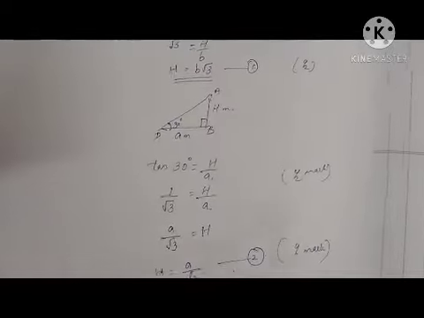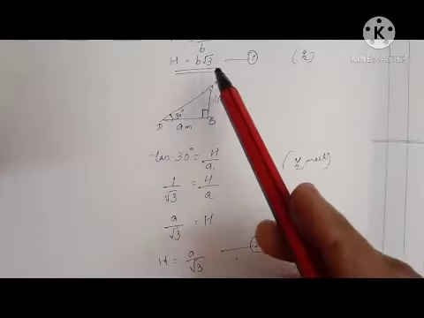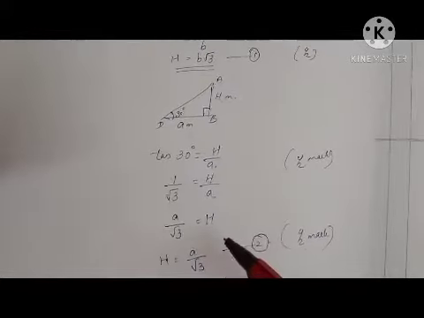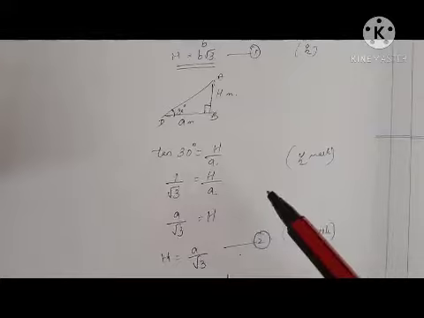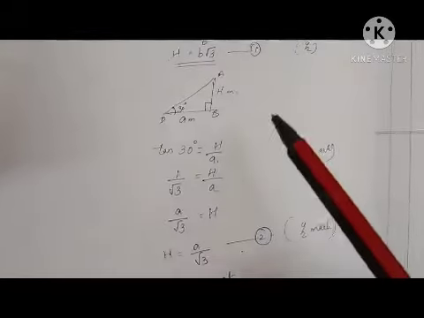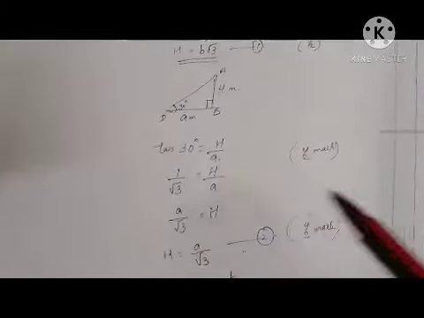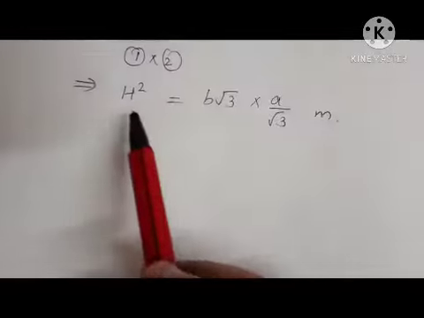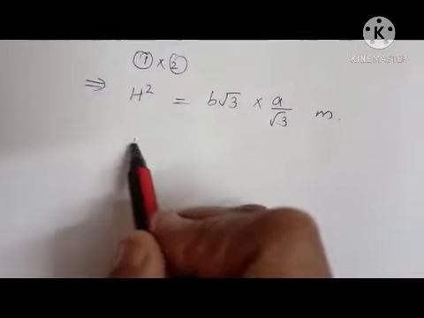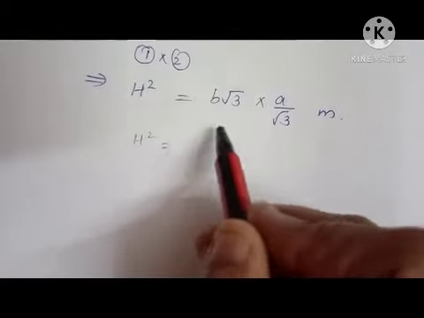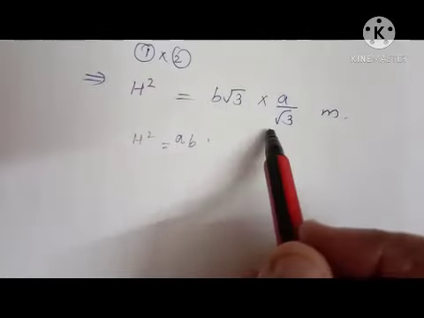In this question we have to find the value of H. That means the height of the candle. If we equate equation 1 and equation 2, then the value of H will be eliminated. So in this question that is not the method. Here what we will do? We have to multiply equation 1 and 2. We get H square equals b root 3 into a by root 3. H into H becomes H square. So H square equals b into a, that we can write as ab. Root 3 and root 3 will be cancelled.